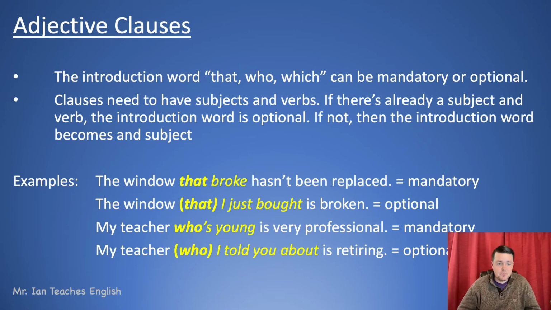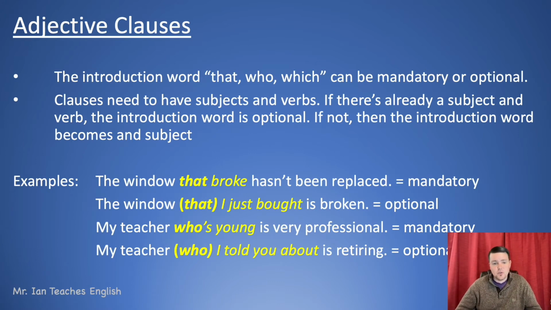That broke. But look at the next one. The window that I just bought is broken. Now here it's optional because I just bought is a subject and verb. So we can remove that, and many times we do, and say the window I just bought is broken. So it's possible that you have these signal words, these introduction words to help you recognize adjective clauses, but it's also possible that you don't. The next example with teacher. My teacher, who's young, is very professional.